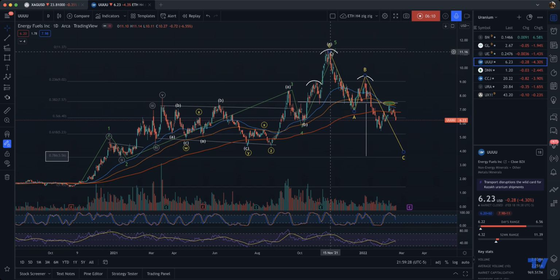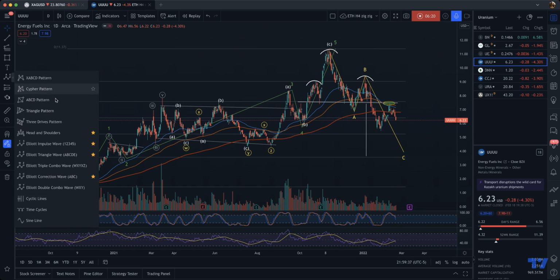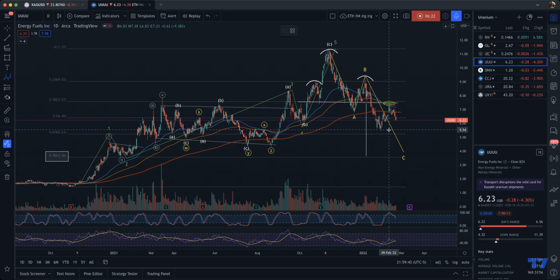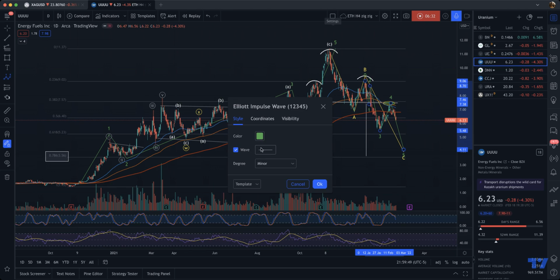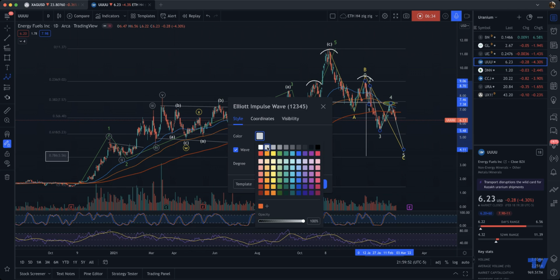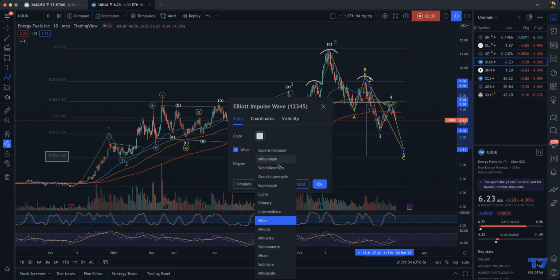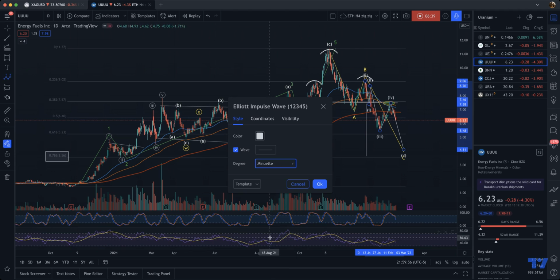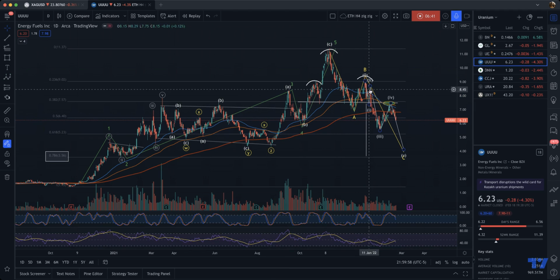So we start the zigzag, 5 down A, 3 up B. That brings us here. So we know that it has to be 5 down, and usually the C wave of the correction is the worst, where many people give up. If we label this as 1, this is 2, this is 3, this is 4, and then this is 5, we can see we still have more downward momentum. So 1, 2, 3 is in, 4 is in.